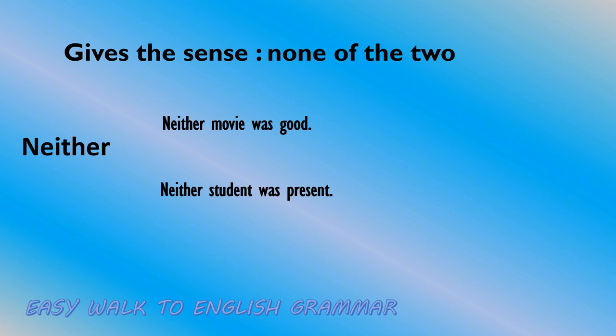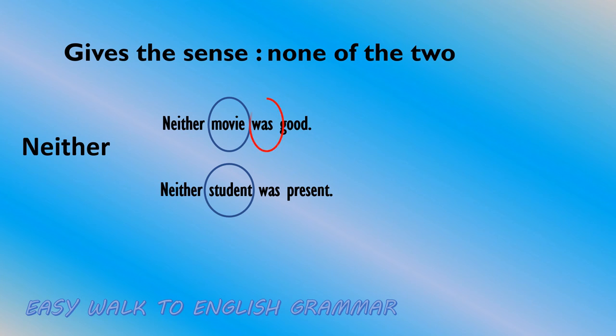As when we dealt with the previous determiners, we need to be conscious about something while we use neither also. For example, here also we used the singular form of the noun movie. After the determiner neither, we only used the singular form of the noun. Likewise, student. But if you closely observe both sentences, it's clear that the reference is to two movies, two students. But we can only use the singular noun after the determiner neither.